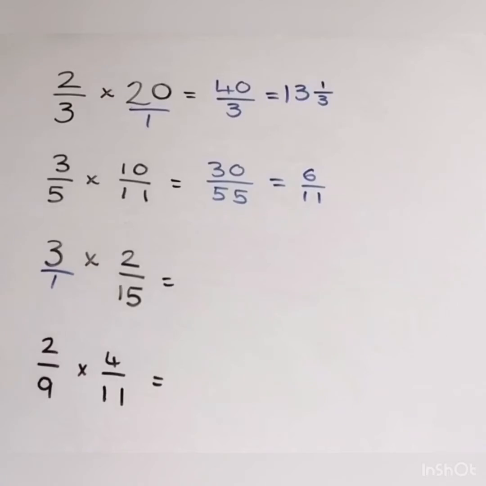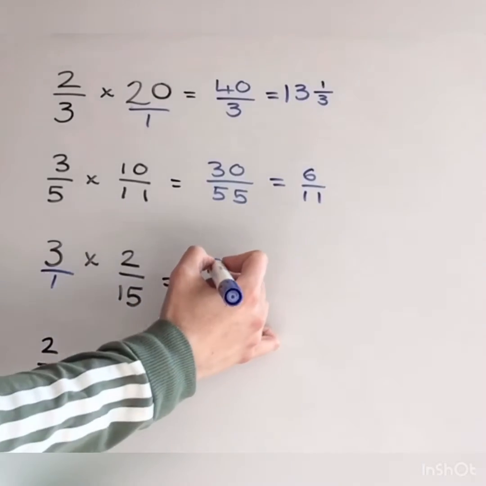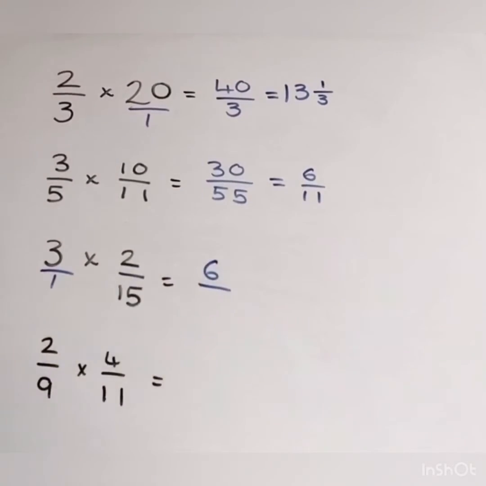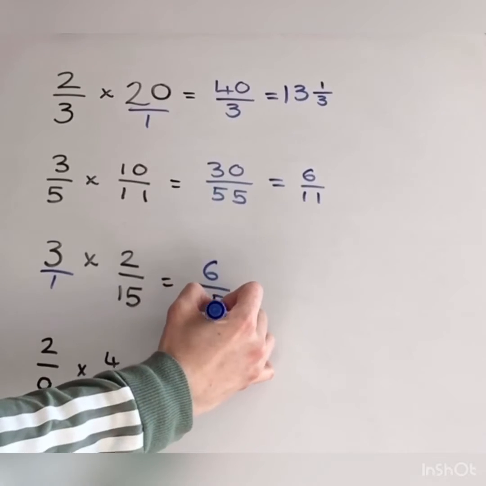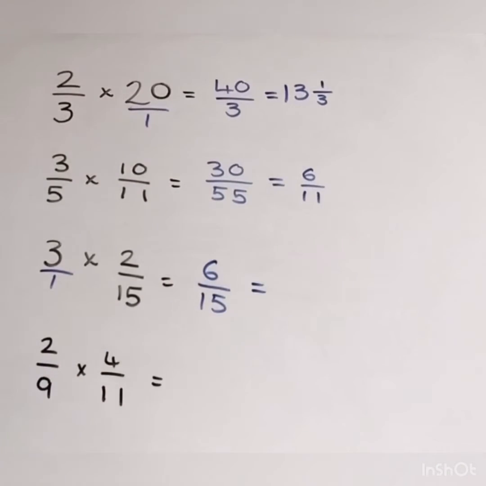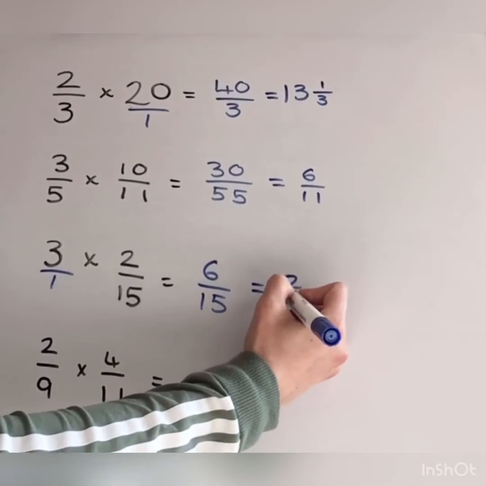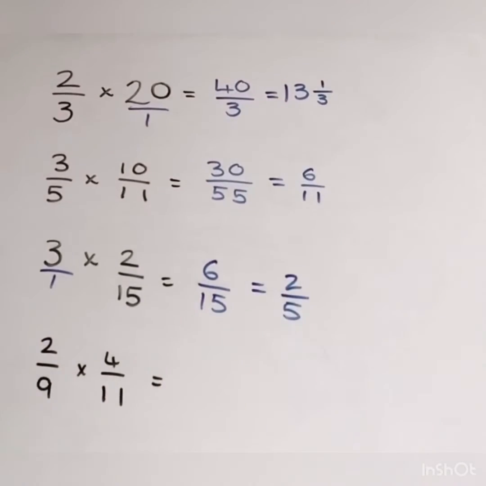Again, we have a whole number on number 3. So 3 times 2 is 6. 1 times 15 is 15. This can also be simplified. 3 is a common factor, so divide the top by 3 and divide the bottom by 3 to get 2/5.